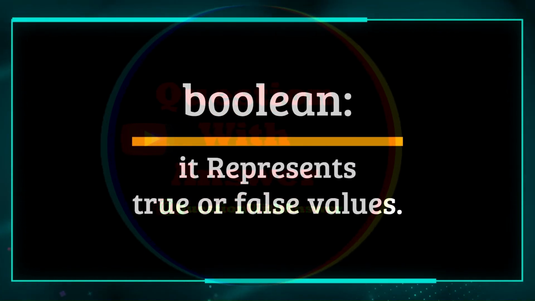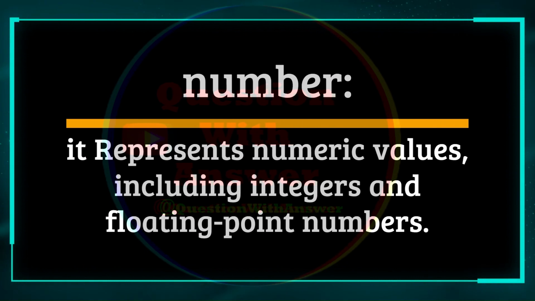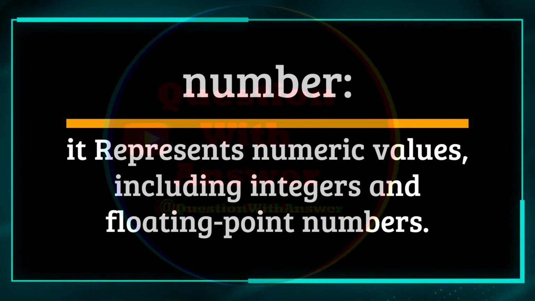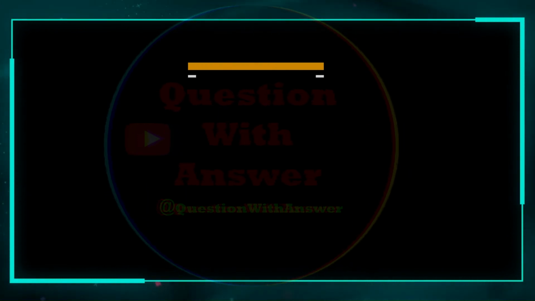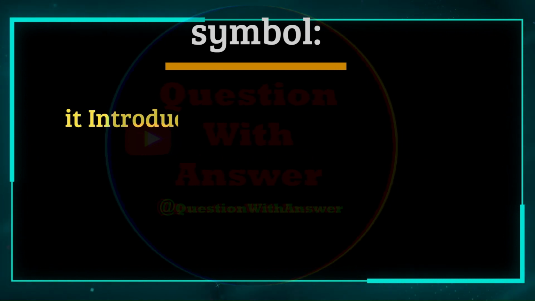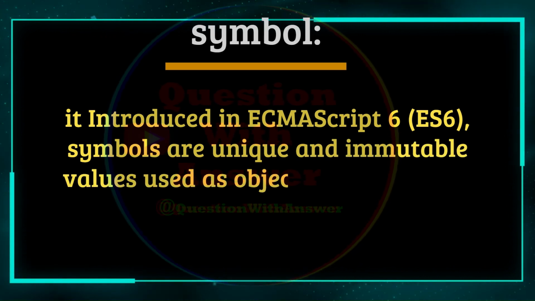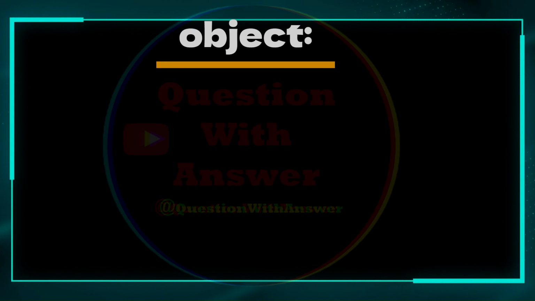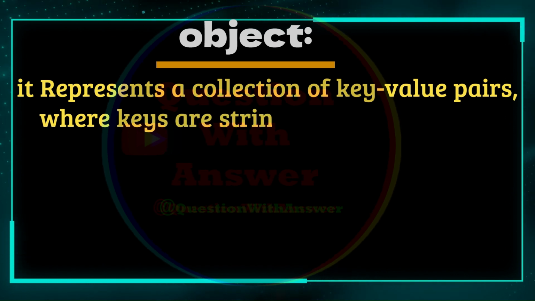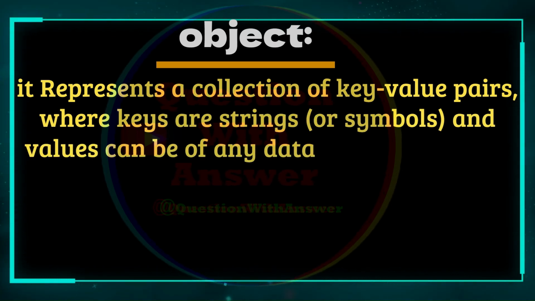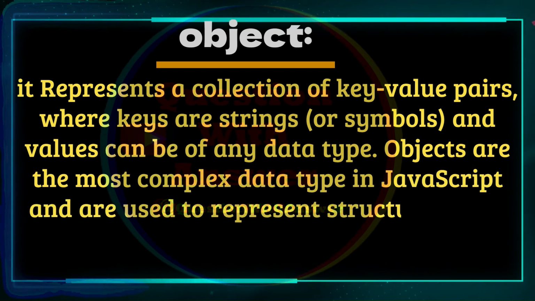Boolean. It represents true or false values. Number. It represents numeric values, including integers and floating point numbers. String. It represents text and characters. Symbol. Introduced in ECMAScript 6, ES6, symbols are unique and immutable values used as object property keys. Object. It represents a collection of key-value pairs, where keys are strings or symbols, and values can be of any data type. Objects are the most complex data type in JavaScript and are used to represent structured data.